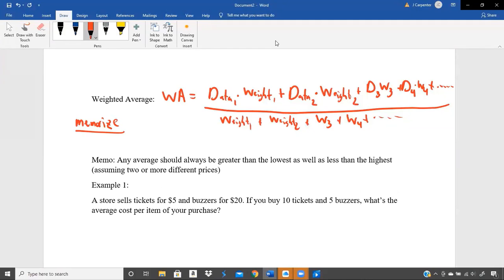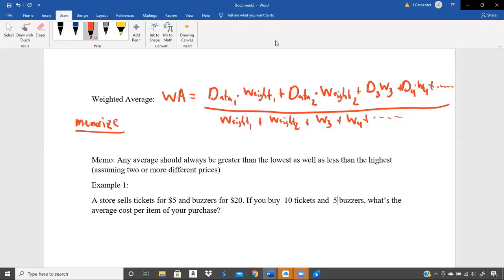So my point here is, any answer for example number 1, no matter how many, I have part of my screen blocked, so that's why I keep pausing. If I take away this 10 and this 5, and I said it was 1,000, and I said it was 2 buzzers, no matter what numbers I make these, the answer to example 1 can be no smaller than $5 and no bigger than $20, because again, those are the lowest and highest prices. And we were buying 10 tickets and 5 buzzers. Just want to fix that. All right, so everything's back to how it was originally.